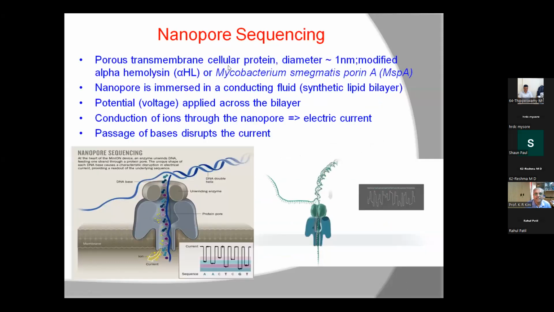So there is a porous transmembrane cellular protein, with a diameter of around 1 nanometer. This is actually a modified alpha hemolysin from Mycobacterium smegmatis porin. That porin from this organism is the channel. Just a transmembrane channel there, and you are passing the DNA. So double stranded DNA is stripped, and you allow one strand to pass. The nanopore is immersed in a conducting fluid, and the voltage is applied across that, and you allow the DNA to pass. When the DNA is passing, you see here the different bases, they disrupt the current to different extents, and based on that you do what is called base calling.